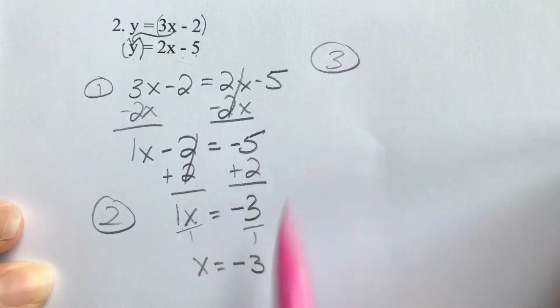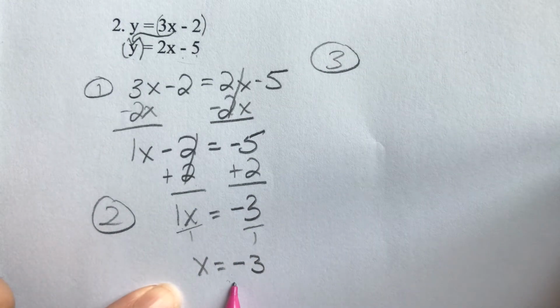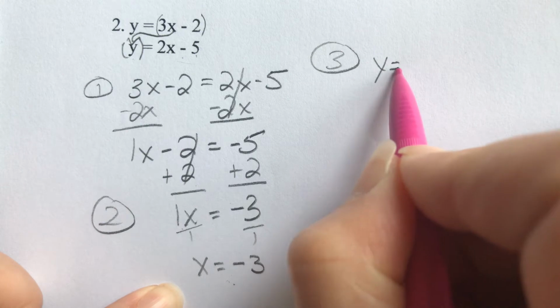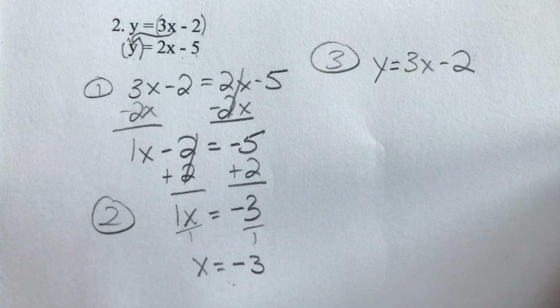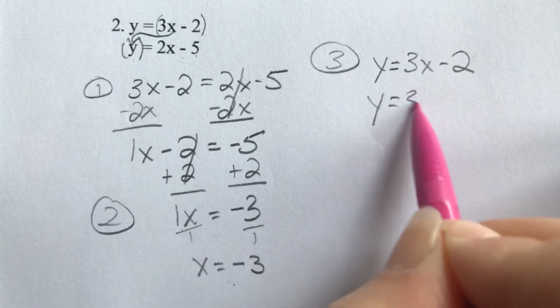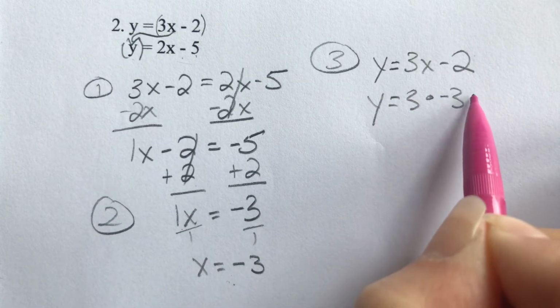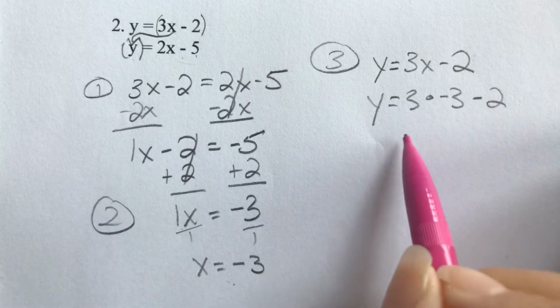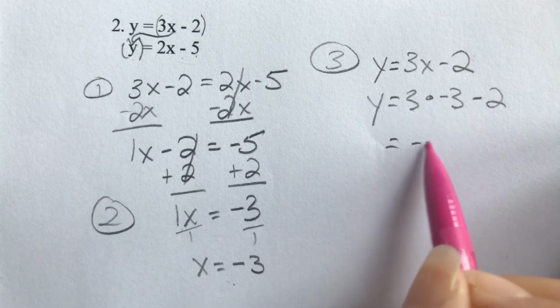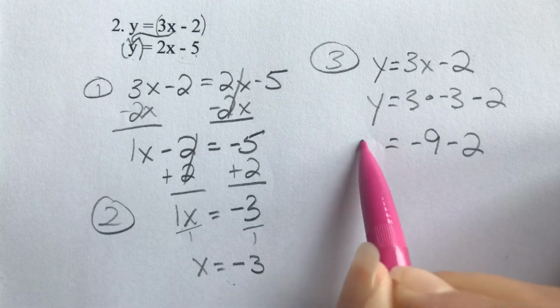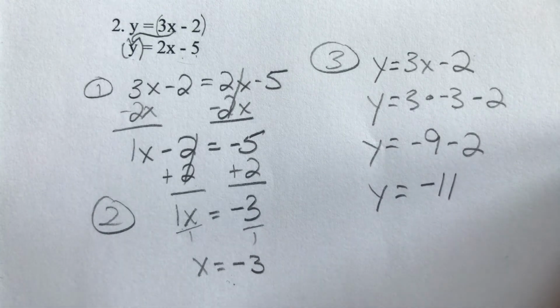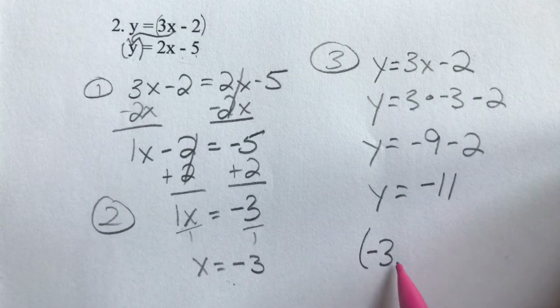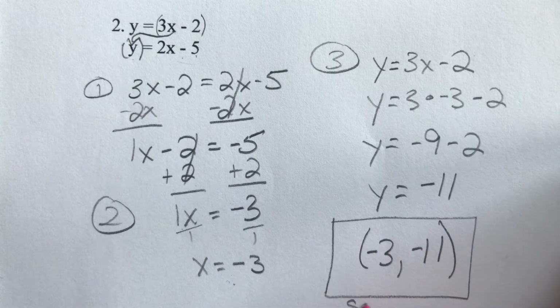Part 3, I now have to take this x back to one of our equations. I'm going to use the top one. And now I've got to find y. So 3 times negative 3 minus 2. 3 times negative 3 is negative 9 minus 2. I've got negative 11. My answer then, I believe, x comes first, right, then y. So negative 3, negative 11. Here's my solution.